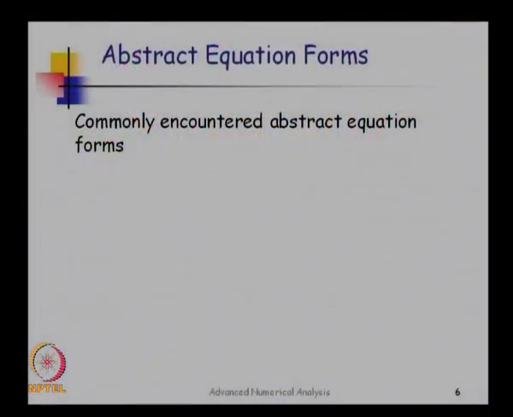Well, if we examine from a mathematical viewpoint, what are the equation forms that we encounter in this course? When you do courses in mathematics in your first or second year of engineering, we start looking at only abstract equation forms, and it's important that you relate those abstract equation forms to what you see in the mathematical models. So what equation forms do you commonly encounter in chemical engineering models?